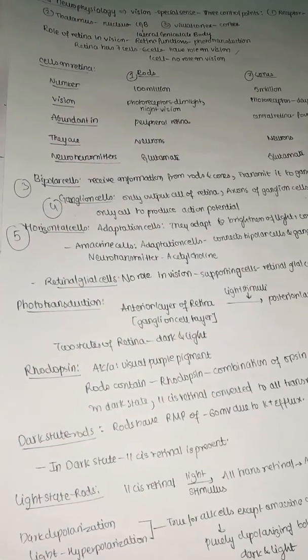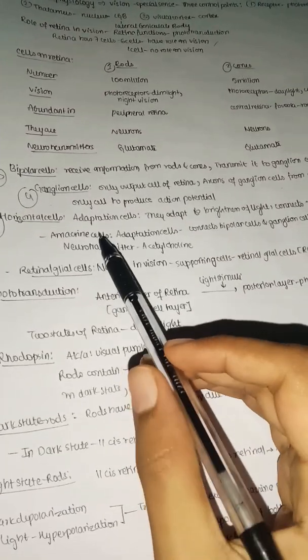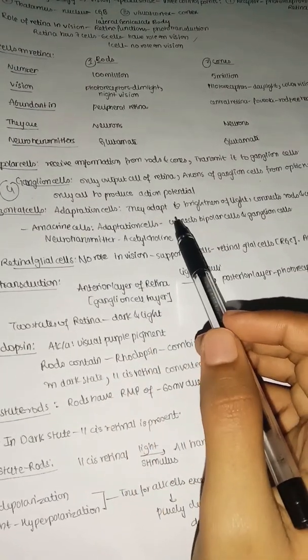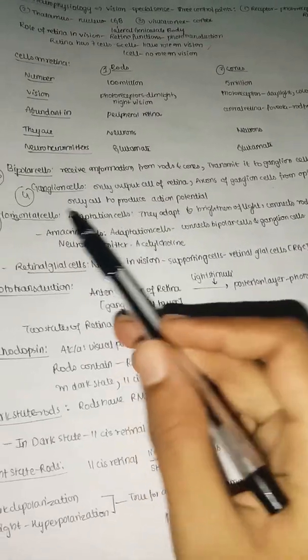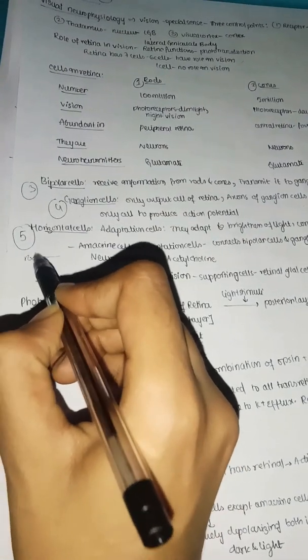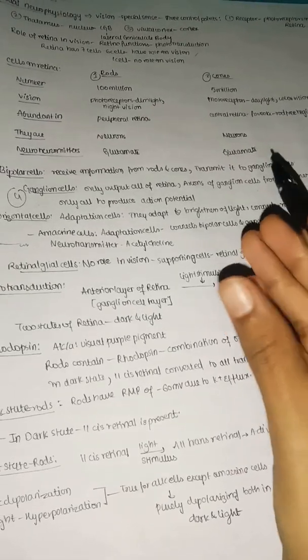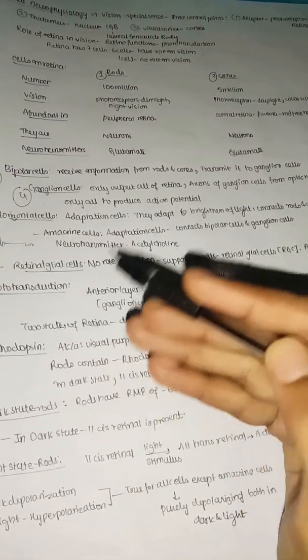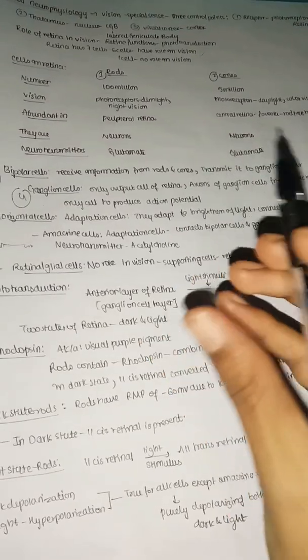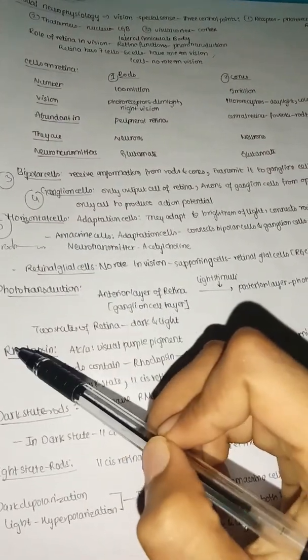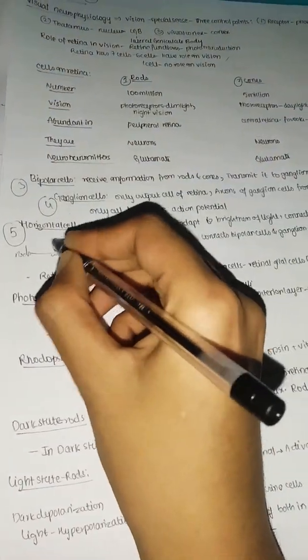And next, the fifth cells we have in our retina which are useful for vision are horizontal cells. Mainly these are the adaptation cells. They adapt to the brightness of light and connect the rods and cones. Remember, horizontal cells, as they are horizontal just like a line, connect the rods and cones together, and they adapt even to the brightness of light. For example, if you are coming suddenly from dark to bright light, that adaptation is mainly due to horizontal cells.